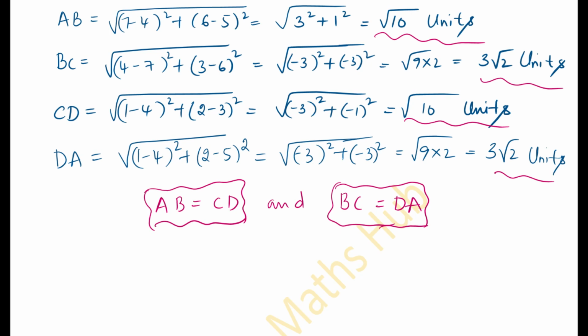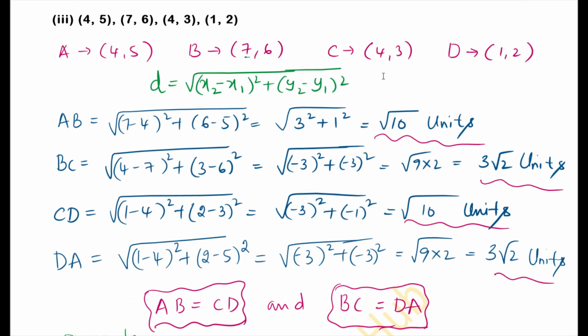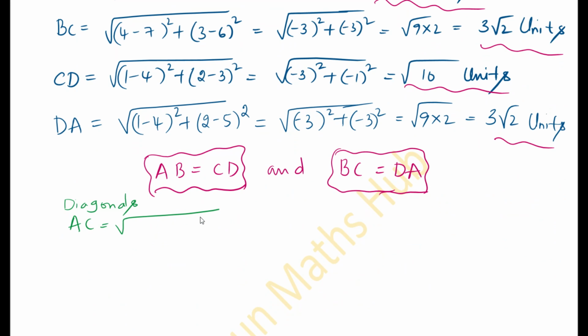If you find out the diagonals AC and BD, what is diagonal AC? AC will be equal to square root of 4 minus 4 whole square plus 5 minus 3 whole square, which is equal to 0 square is 0, 5 minus 3 is 2 square, which is equal to 4. We get 2 units. The diagonal AC is 2 units.